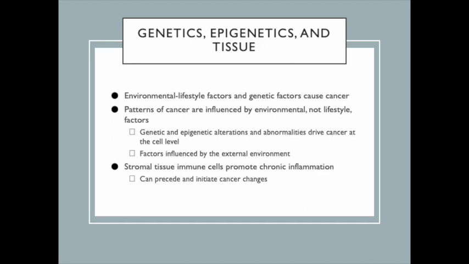First, we're going to look at the genetic and epigenetic alterations and abnormalities that drive cancer at the cellular level. And then we'll talk about stromal tissue immune cells that promote chronic inflammation. So there are critical cancer genes that include our oncogenes and tumor suppressor genes, and they become altered by a combination of both genetic and epigenetic alterations.